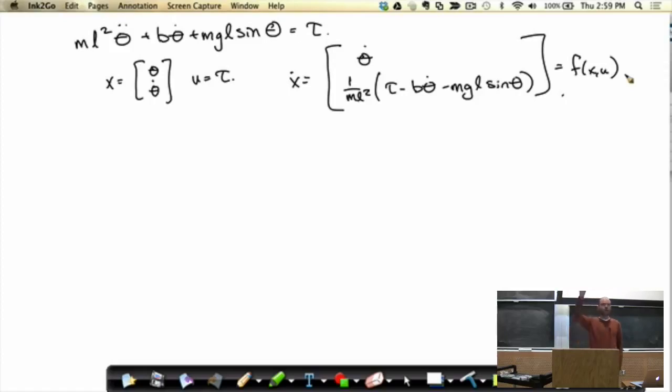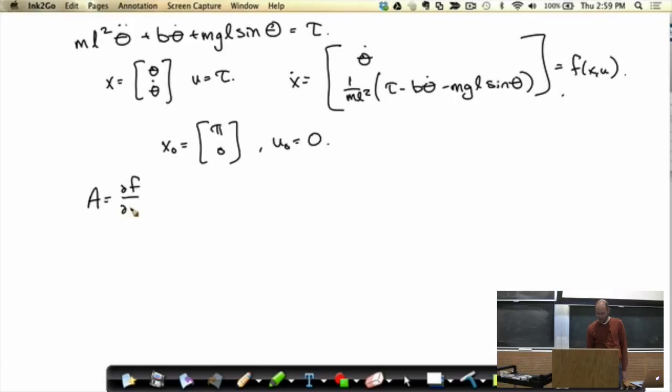So we're going to linearize it around the upright configuration, right? So here, x naught is going to be pi, 0. And then we'll linearize it around 0 torque, so u naught will just be 0. And it's useful, if you haven't seen this a lot, to make sure we've done this once.